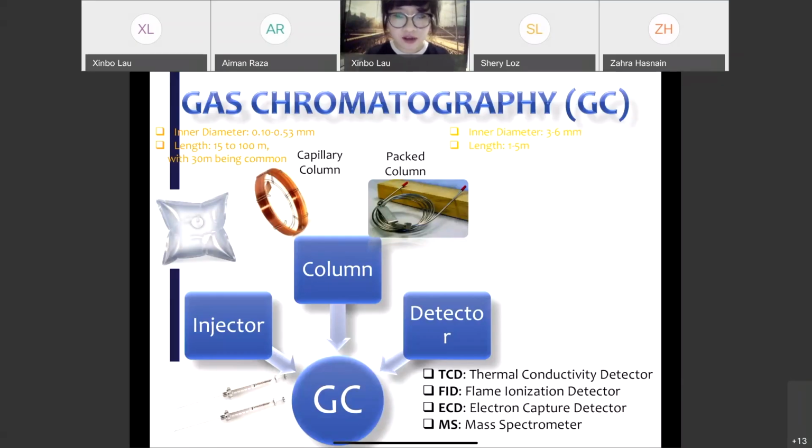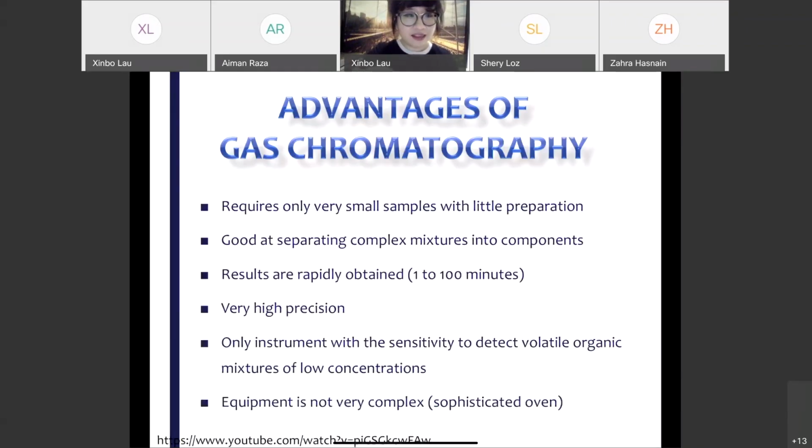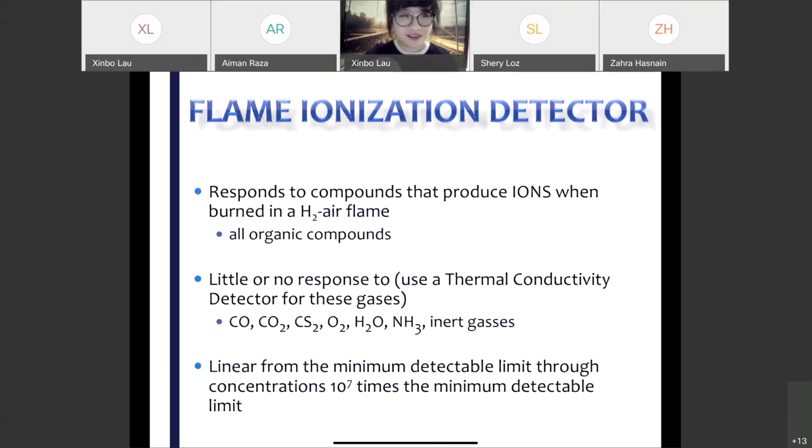Okay, so this is just showing you one of the detectors, the FID, flame ionization detector. And here's showing how this works. Again, I'm not going to go too much into details about it. The other thing is, when you have the detector, okay, right over here.